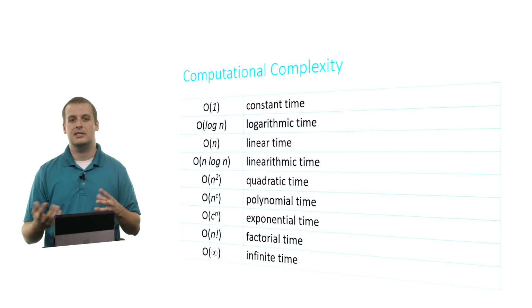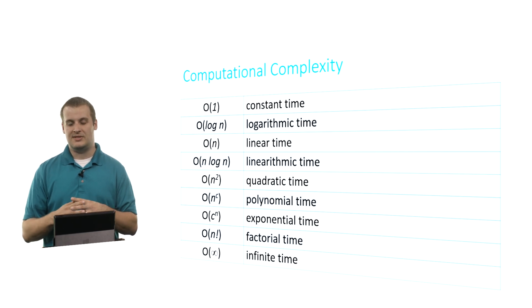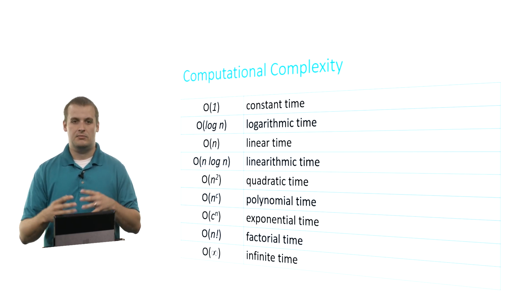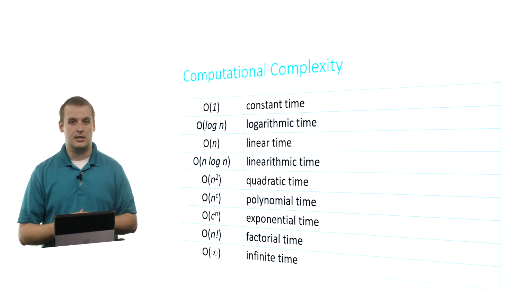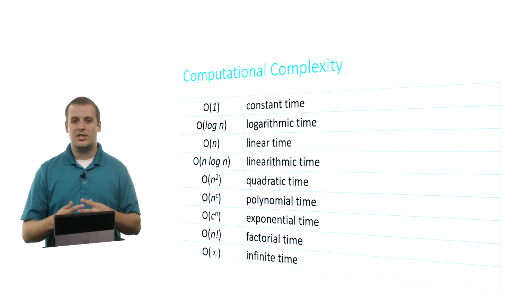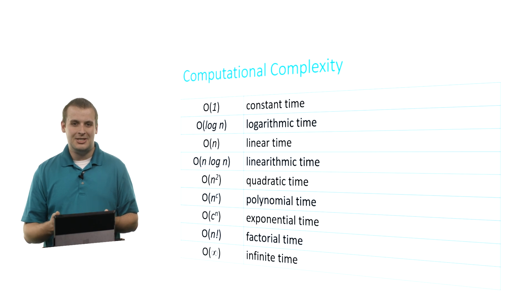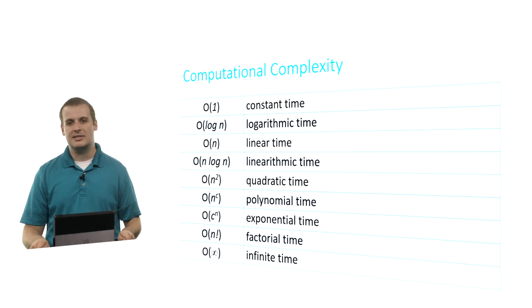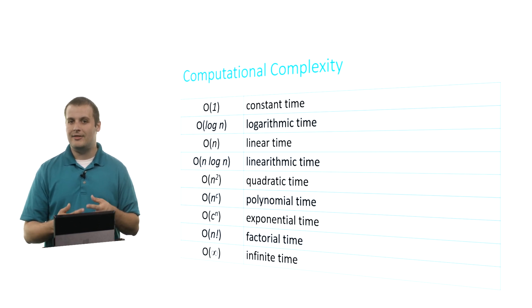So if the data input is of size 1,000, it would take c to the 1,000th power. It's a lot worse than polynomial time. Factorial time is even worse, and in fact, there really do exist infinite time algorithms, such as so-called stupid sort, whose job is to randomly shuffle an array and then check to see whether it's sorted. And if it's not, randomly shuffle the array again and check to see whether it's sorted.